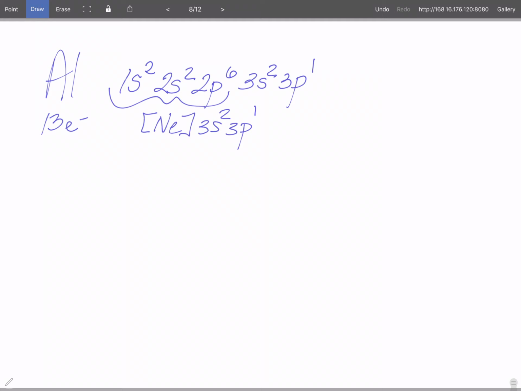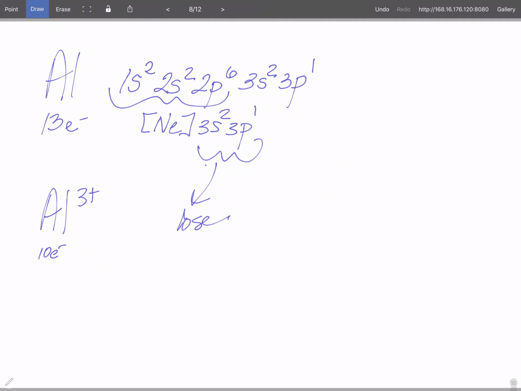So while we're doing this, let's go ahead and do aluminum 3 plus. If we look at the aluminum 3 plus, which 3 electrons are we going to lose? We're going to lose the outermost. So we're going to lose these 3. So for aluminum 3 plus, we're down to 10 electrons.